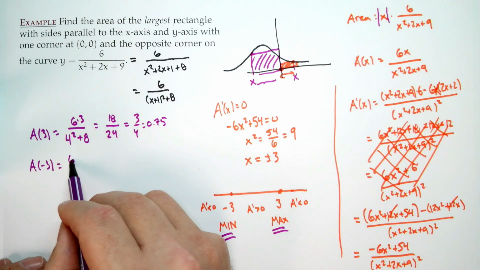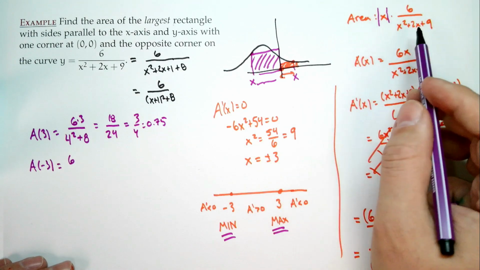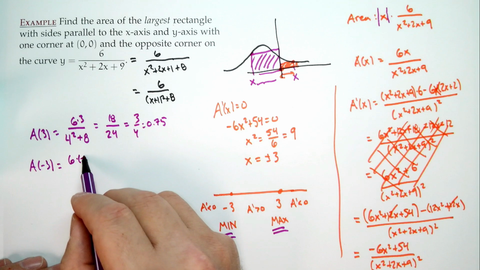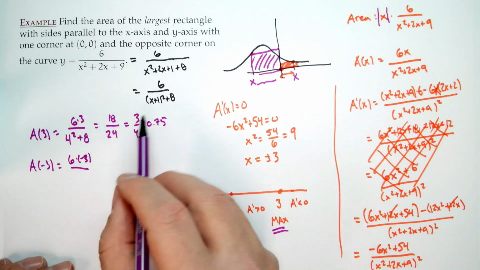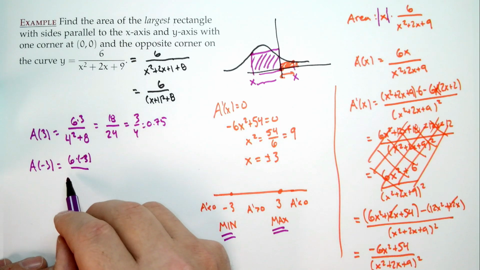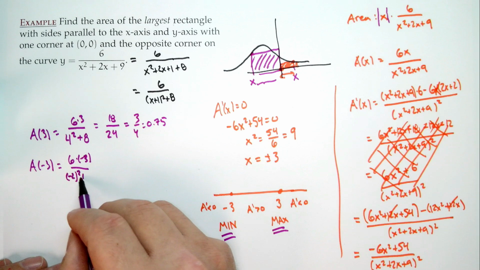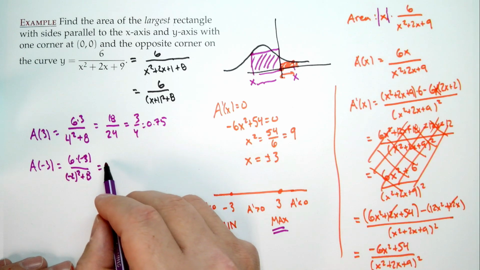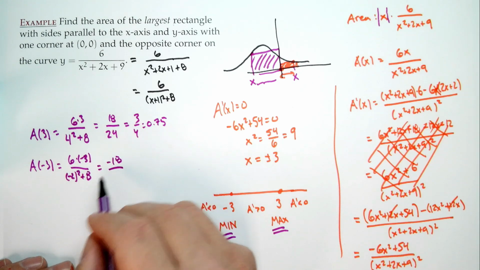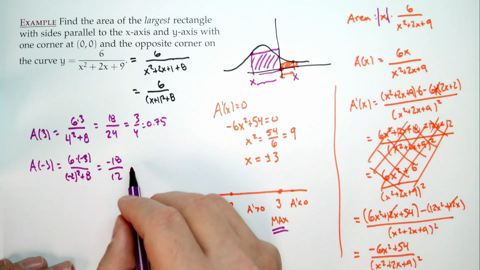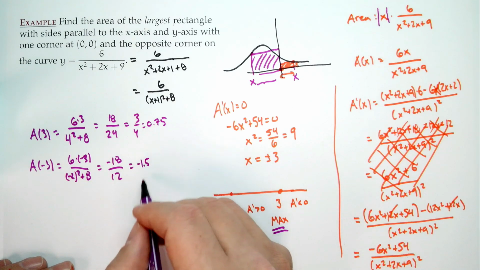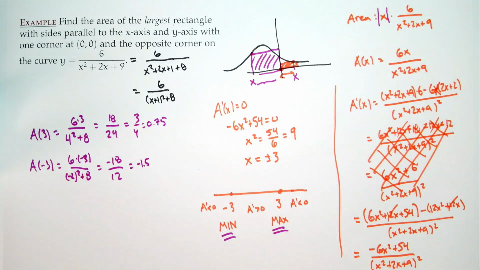well, if I plug it in just without paying attention to the absolute value, I get 6 times negative 3. Downstairs I'd have negative 3 plus 1 quantity squared. Well, that would be negative 2 squared plus 8. So I get negative 18. But downstairs now I have 4 plus 8, which is 12, which is negative 1.5, or negative 3/2.